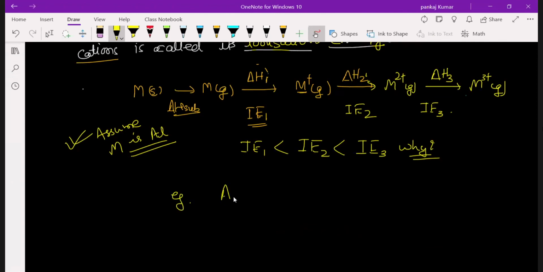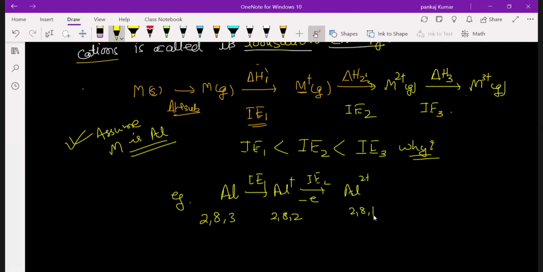Suppose you take aluminium, which has the configuration 2, 8, 3 electrons. After IE1, it becomes 2, 8 electrons with plus charge. Again, if you give the IE2, it becomes aluminium minus another electron, 2, 8, 1. Sir, I think the ionization enthalpy is increasing as it becomes more positively charged. So why is it increasing? This is the I3. Here we can say the enthalpy is increasing.